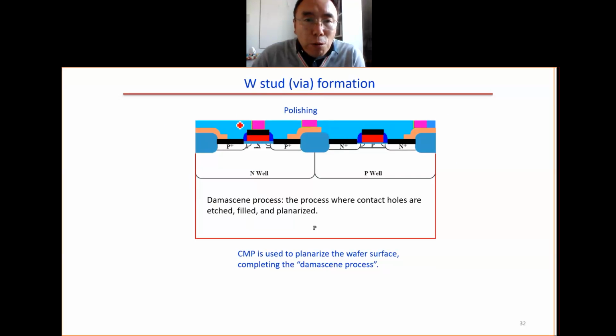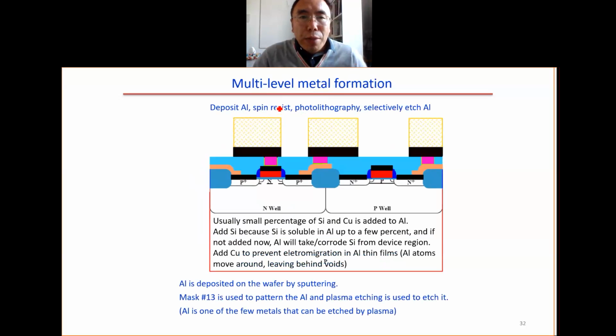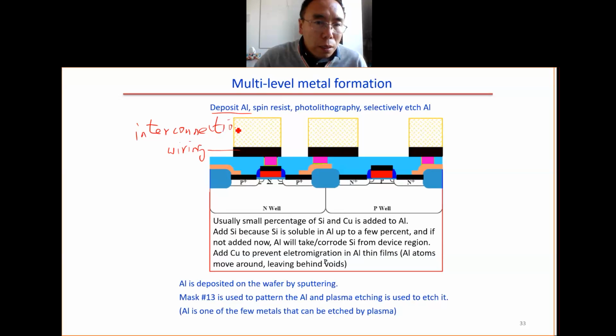So next, we need to pattern another metal layer on the top. This is done with aluminum. We deposit the aluminum layer, do photolithography, then etch away the aluminum. So this is the wiring. It's also called interconnection. The aluminum is etched away by plasma etching.